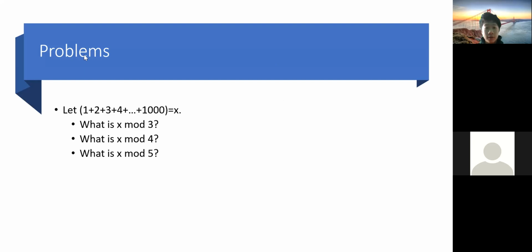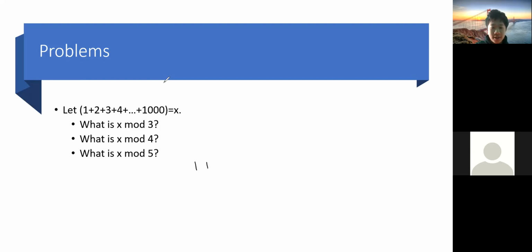All right, go over these now. So you have this really big number. What is that number mod 3? You could use an arithmetic series and add all those together and divide by 3, but that would take a while, right? So we don't really want to do that.